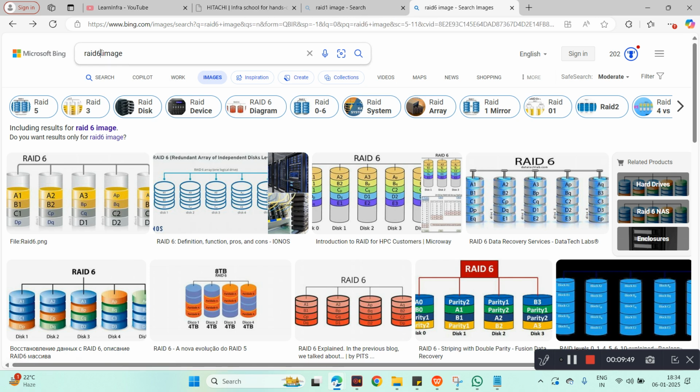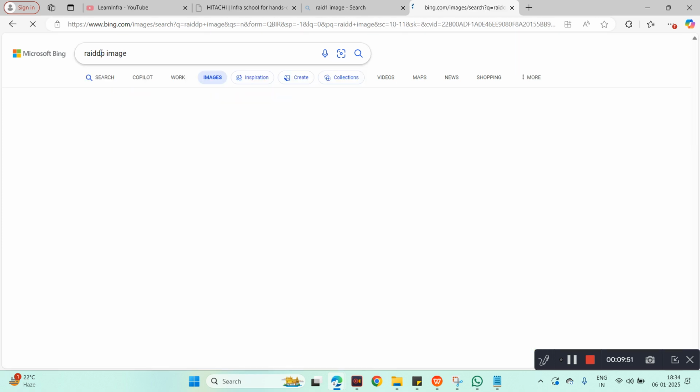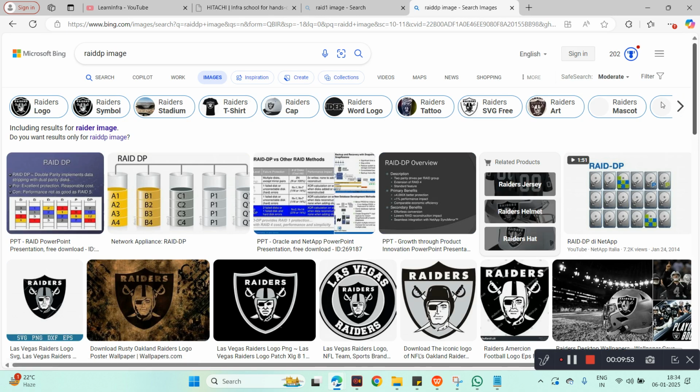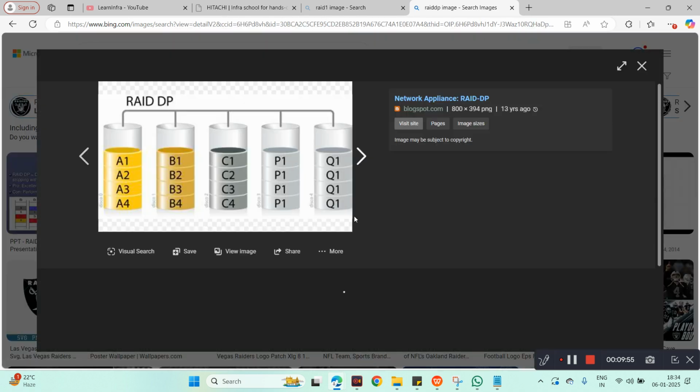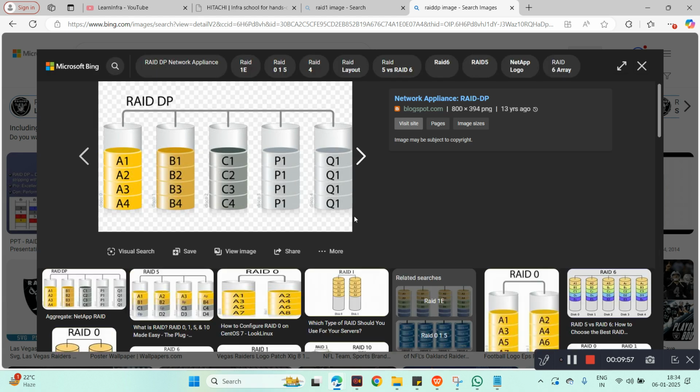What about RAID DP? Let me check RAID DP, one second. So this is a RAID DP architecture here. In RAID DP it's also having two sets of parity like RAID 6. So one would assume that the penalty will be 6, but no, the penalty is very low in RAID DP, because RAID DP was invented by NetApp.